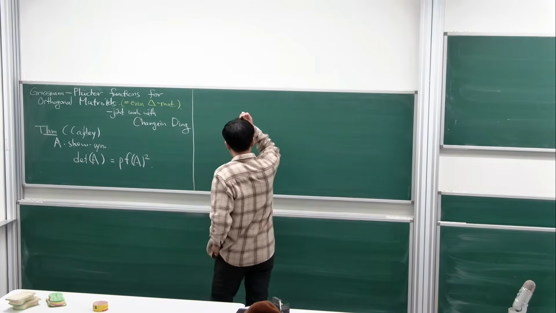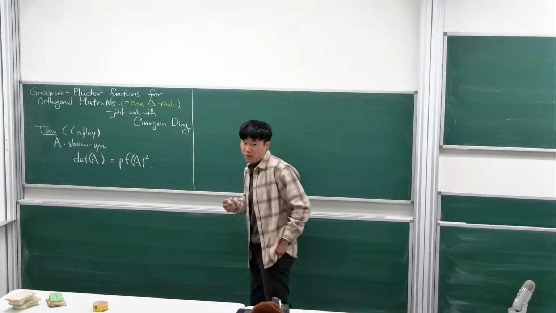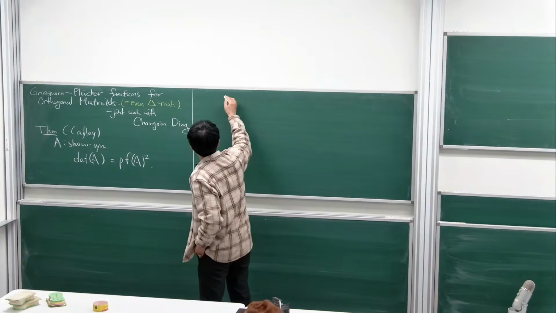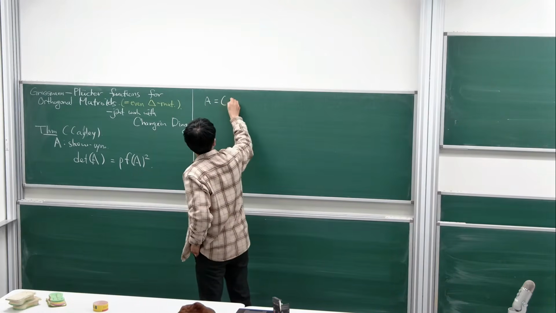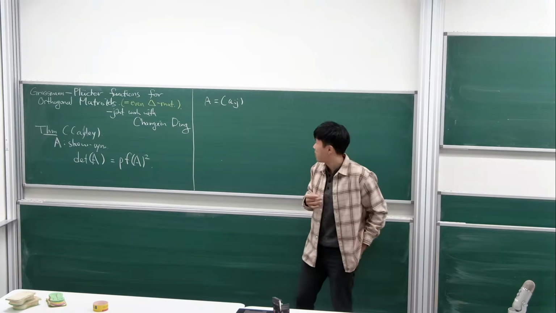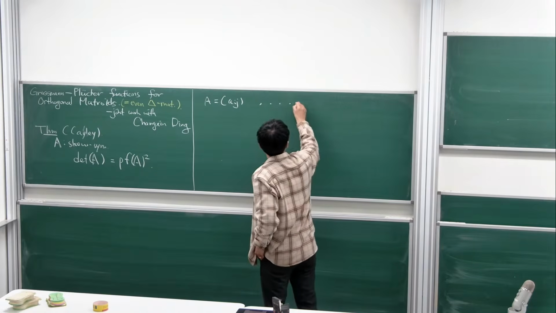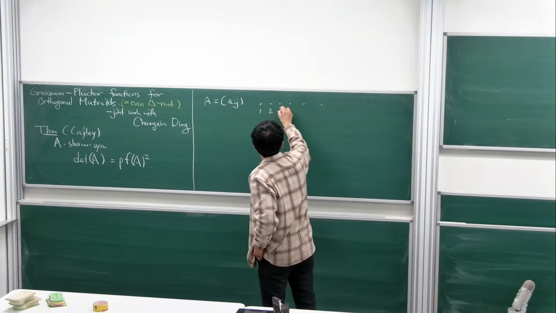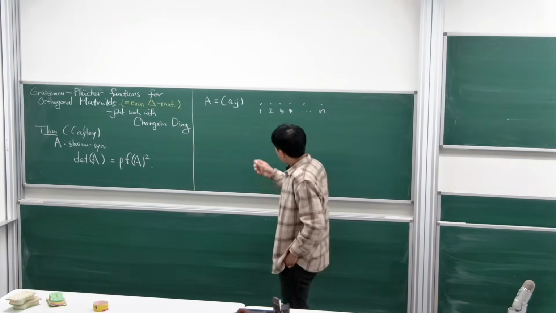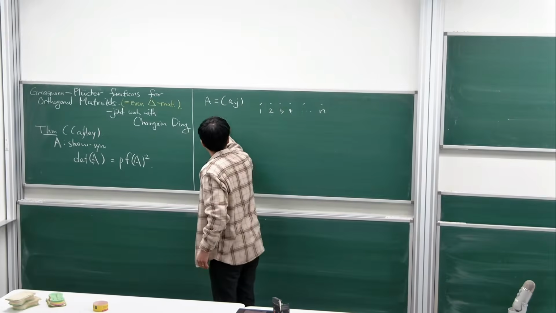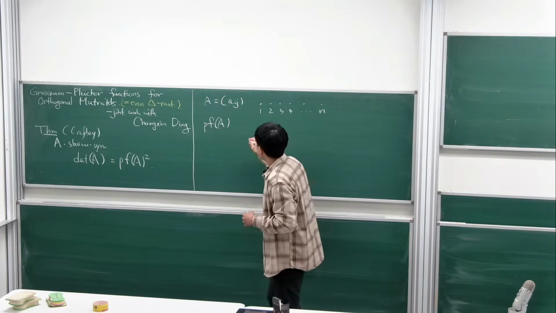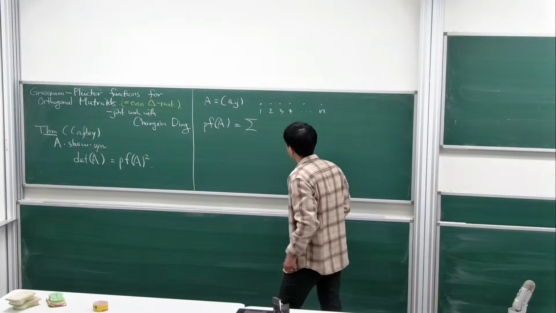So you may consider an edge-labeled complete graph, A equal to A_ij, where the A_ij are the edge labels of our complete graph. You may also consider some linear ordering of the vertices. And the Pfaffian of A is the sum over all the perfect matchings.